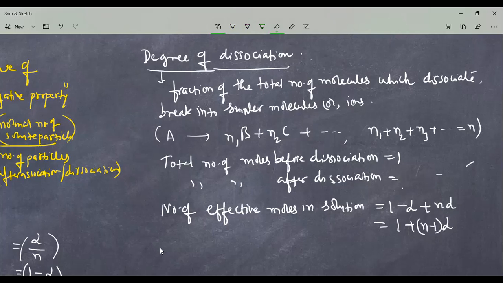So the total number of effective moles of solution is 1 plus (n minus 1) alpha. This is what we can call the effective number of moles in the solution, the total number of moles after dissociation. Now let us see what is the Van 't Hoff factor.